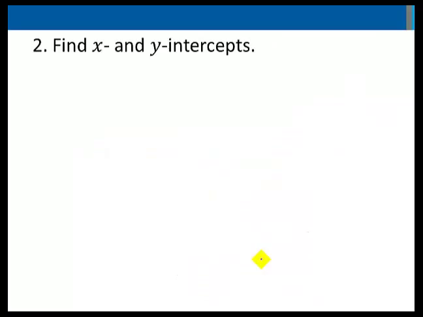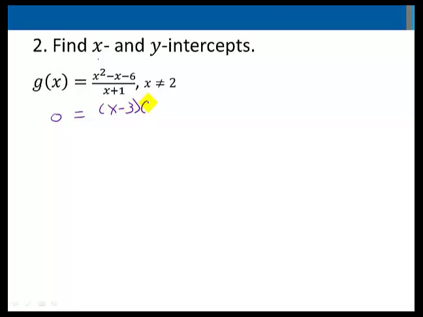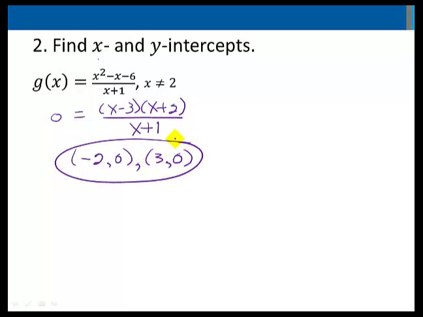Let's next find the x and y intercepts. To find the x-intercepts, we set g of x equal to 0. 0 equals x minus 3 times x plus 2 over x plus 1. And my x-intercepts will be at x equals 3 and x equals negative 2. Y-intercepts occur when x is equal to 0. So for y-intercepts, I'll have 0 squared minus 0 minus 6 over 0 plus 1. We'll have one y-intercept at the point 0, negative 6.